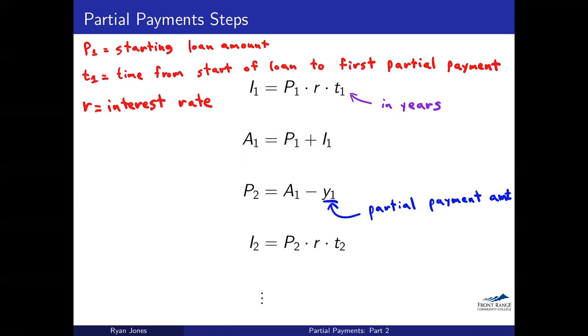And then time is going to continue on. So what we have to do is, for the next chunk of time from that current date until my next partial payment, calculate the interest.